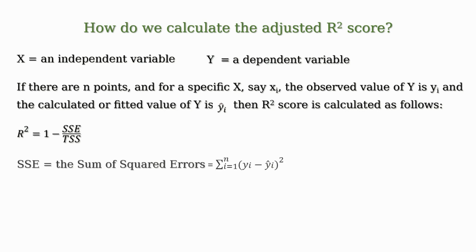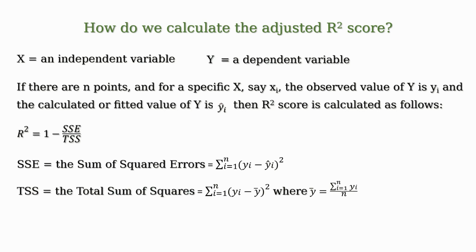Here, SSE is the sum of squared error and it is calculated as summation from i equal to 1 to n of (yi minus yi hat) whole square. And TSS is the total sum of squares and it is calculated as summation from i equal to 1 to n of (yi minus y bar) whole square, where y bar is equal to summation from i equal to 1 to n of yi by n.